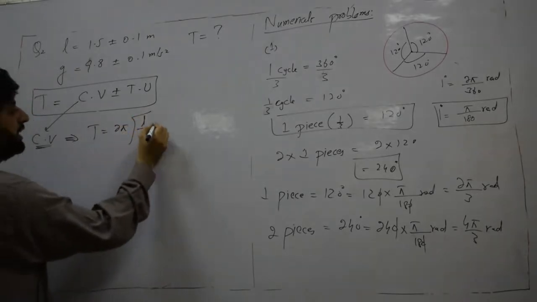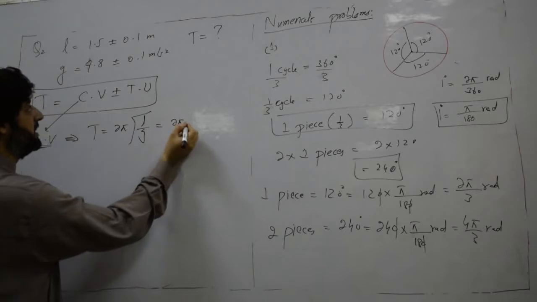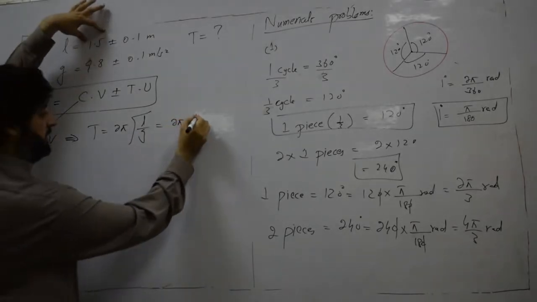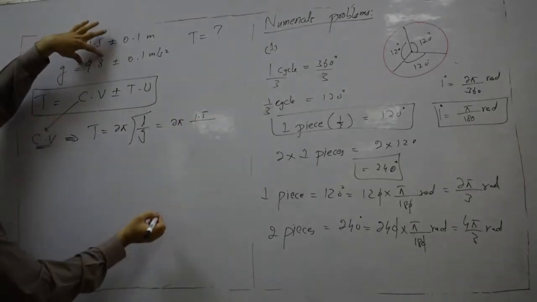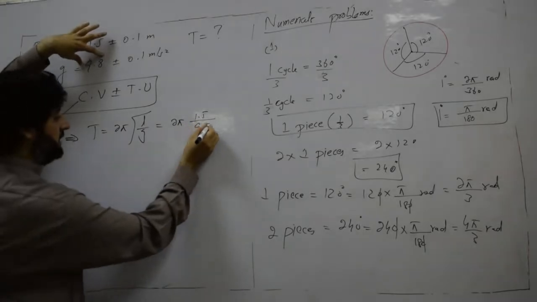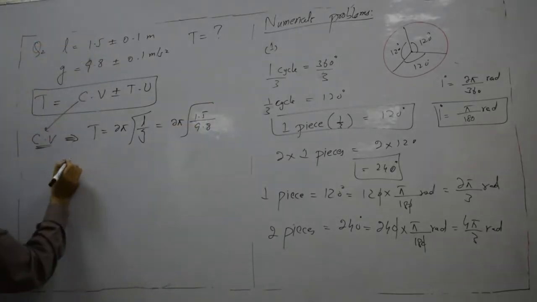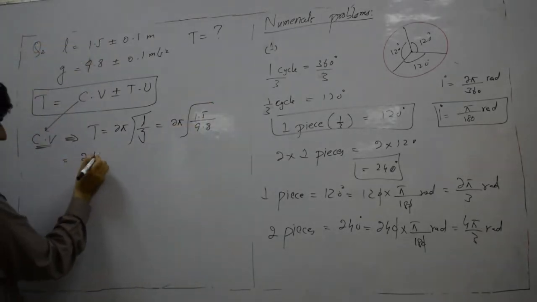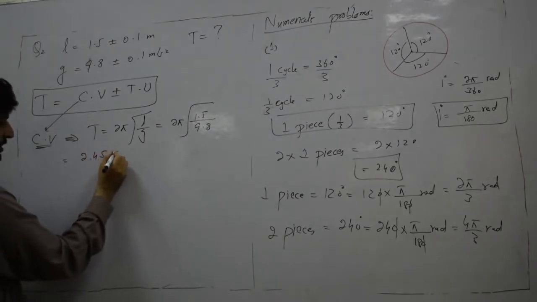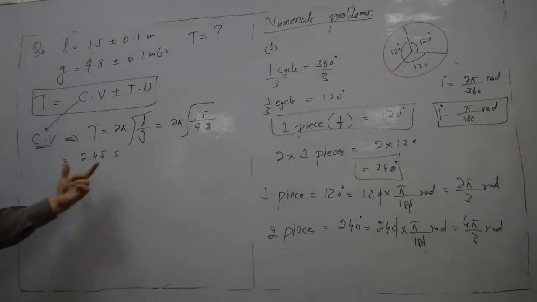So what is the measured value of the length? That is 1.5 meter. What is the measured value of g? That is 9.8. Under root, so it will be 2.54 seconds. That is the calculated value of the time period.